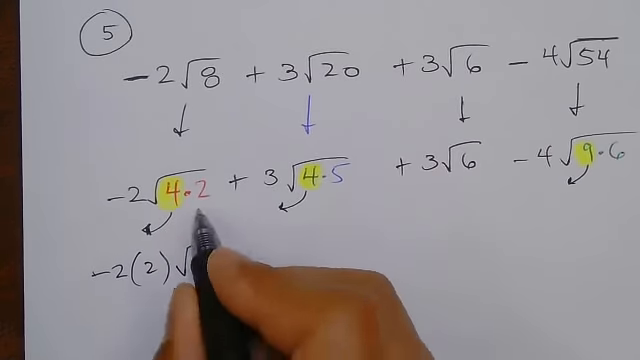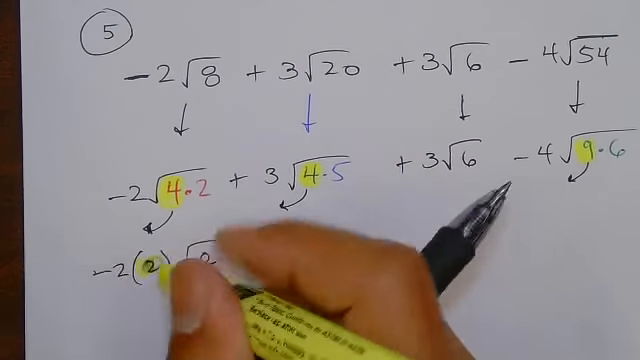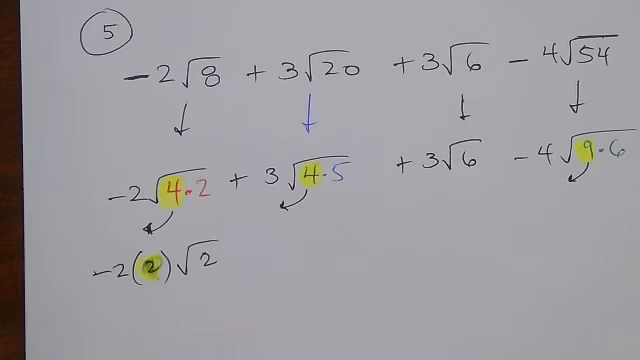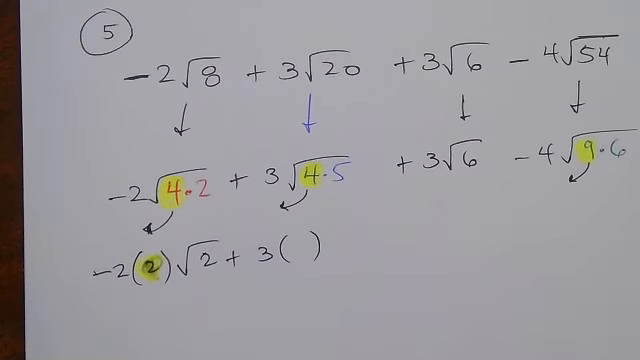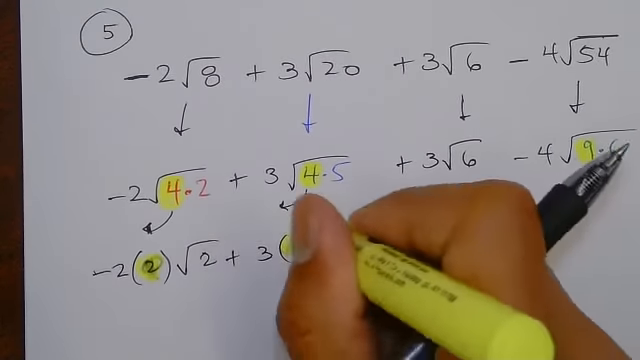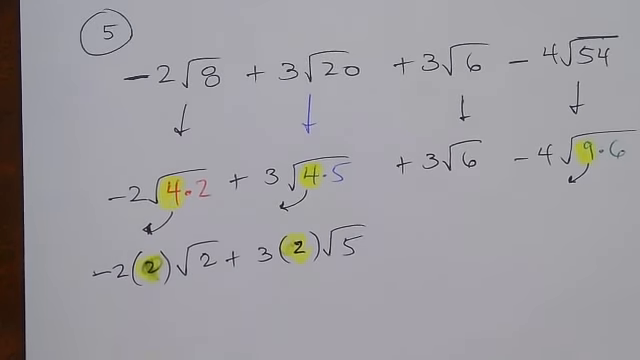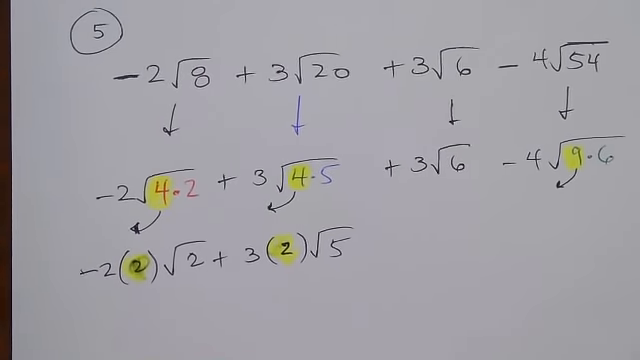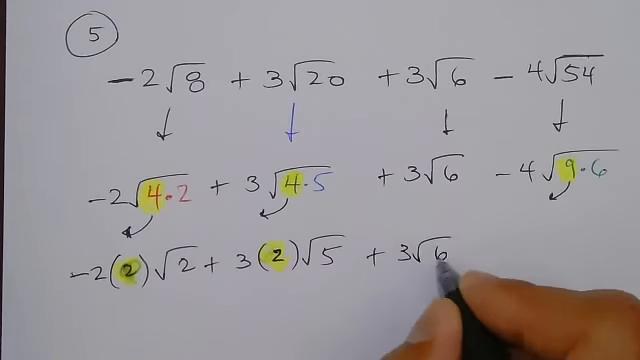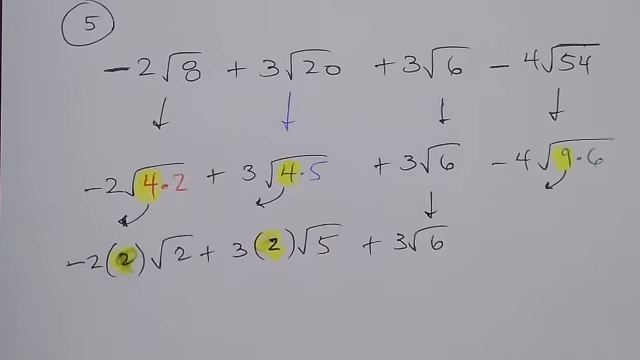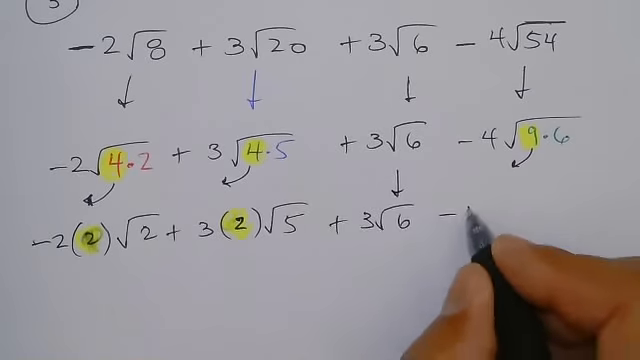The square root of 4 is, that's going to be negative 2 times what? Times 2. And then this root 2 stays in, right? The square root of 4 is 2. Plus 3 times what? Well, the square root of 4 is 2, and the root 5 stayed in. Is that right? This one stayed the same.